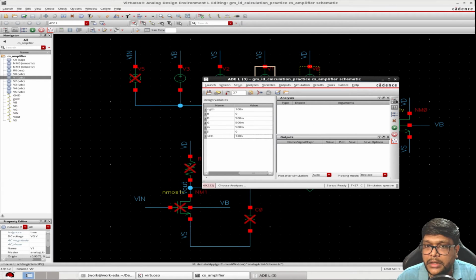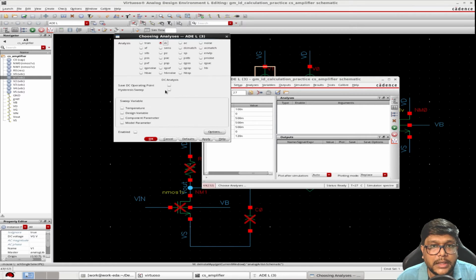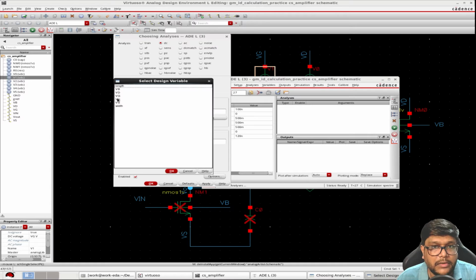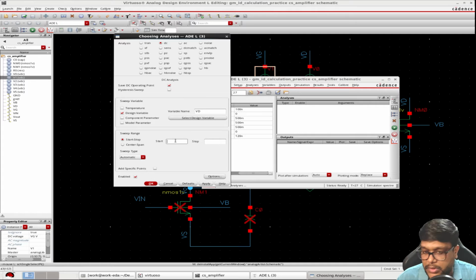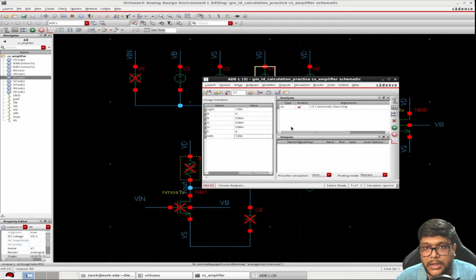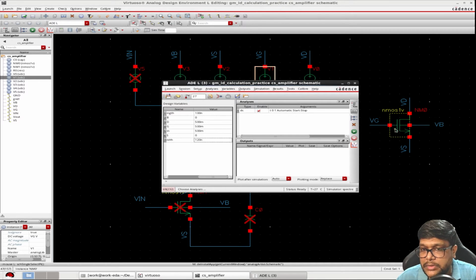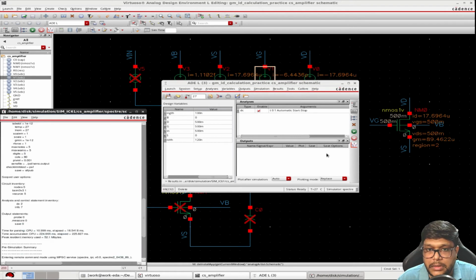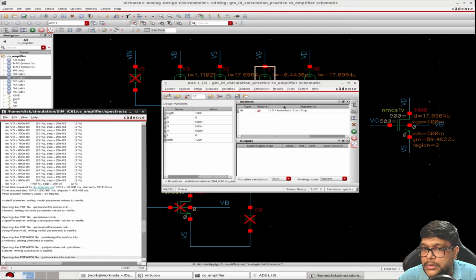I'm taking that one. So what I'll do first, I will do a DC analysis. And first I will vary my VD, that is drain voltage, to find the optimal drain voltage for my design. What drain voltage can I take so that my device will be in saturation as well as provide me maximum gain? Okay, so let me run it first, otherwise I cannot get the operating points.